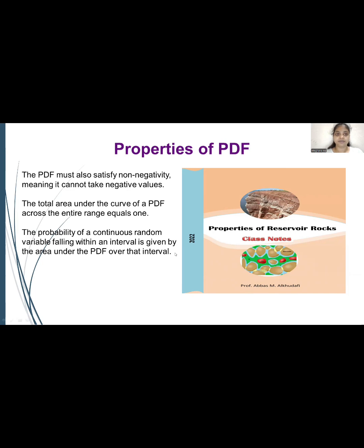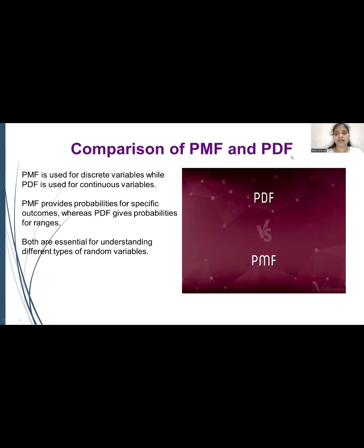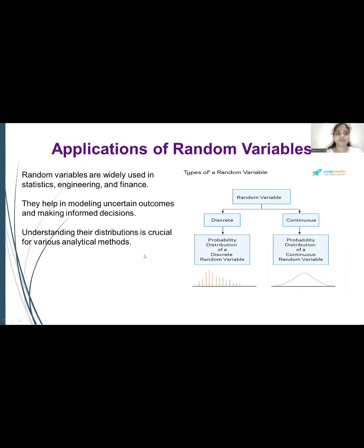Comparison of PMF and PDF. PMF is used for discrete variables while PDF is used for continuous variables. PMF provides probabilities for specific outcomes, whereas PDF gives probabilities for ranges. Both are essential for understanding different types of random variables.